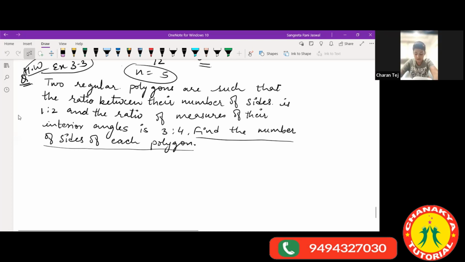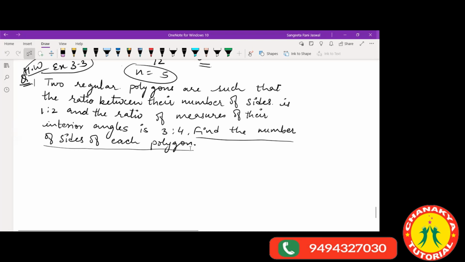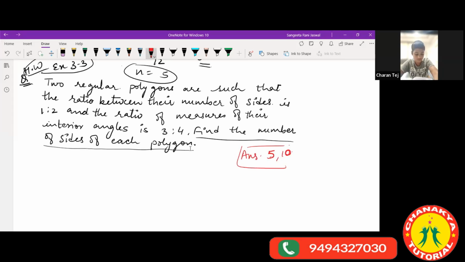Ma'am, I got the answer as one side is 5 and the other side is 10. Yes, the answer is 5 and 10. You can even try. One polygon is a 5-sided polygon, another polygon is a 10-sided polygon. Yes, Charanjit, your answer is correct.